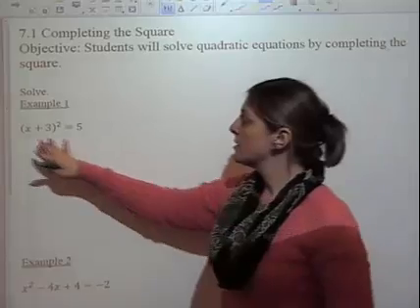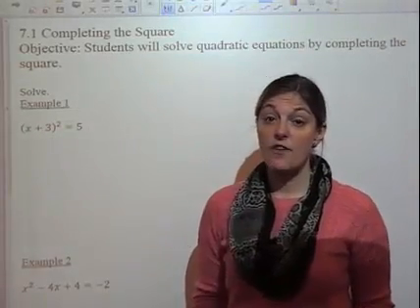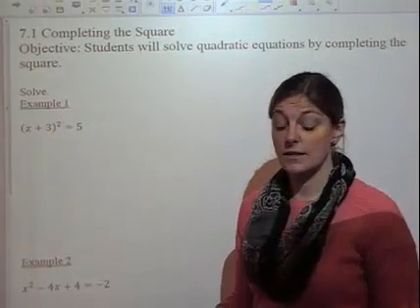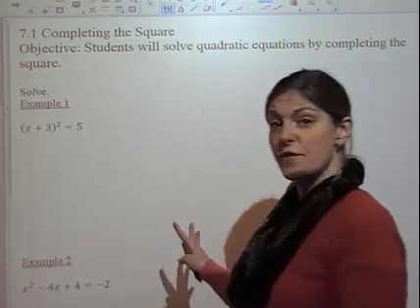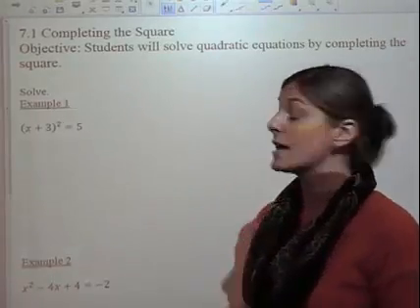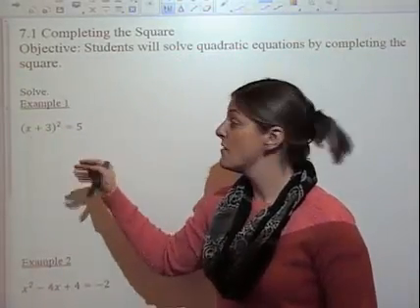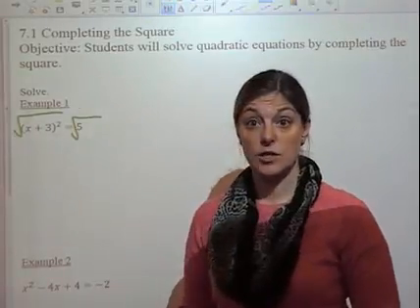Well, if we were to multiply this out and then subtract the 5 over, we wouldn't be able to factor it, and so then you would not be able to find values for x. So we're going to do something called completing the square. The first thing we're going to do is try to solve for x. Well, if you have x plus 3 quantity squared equals 5, you can take the square root of both sides, so that way we can solve for x.